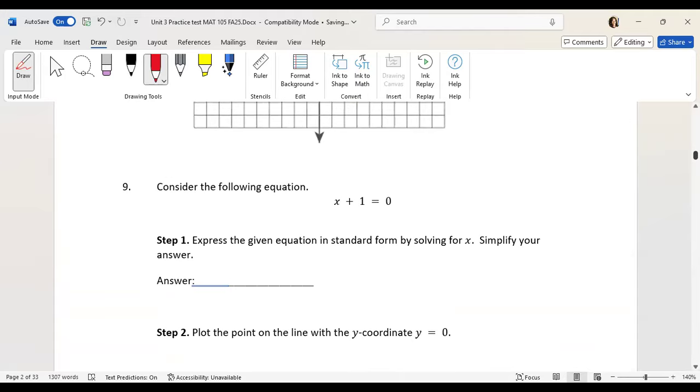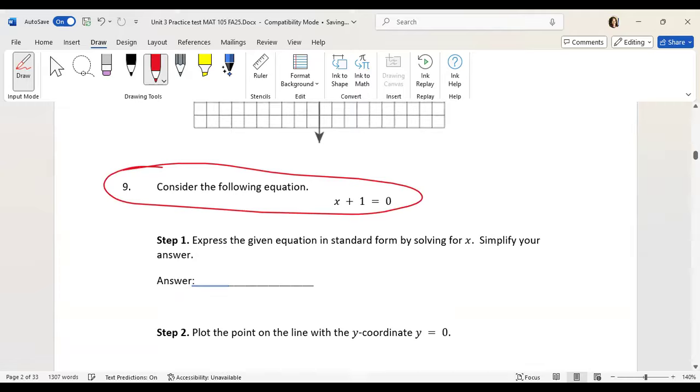Okay, it says consider the following equation. Step 1, express the given equation in standard form. I'm talking about number 9. Everybody look at number 9. Consider the following equation, x plus 1 equal to 0. Notice that there is no y variable there. So it's actually a linear equation in one variable. Whenever you have a linear equation in one variable, you have to be careful because that line could be a vertical line or a horizontal line.